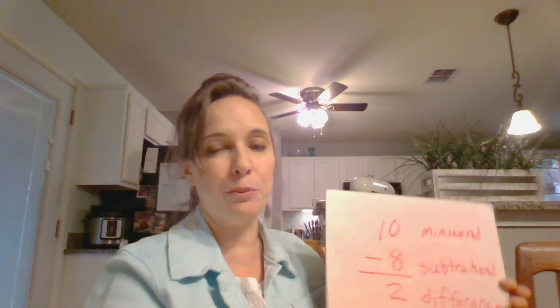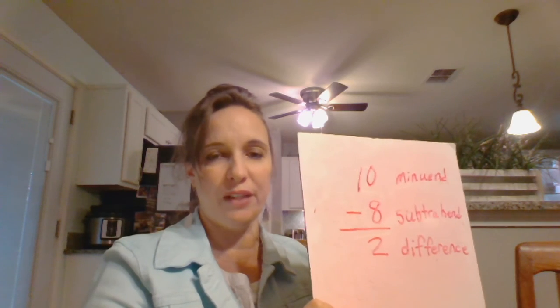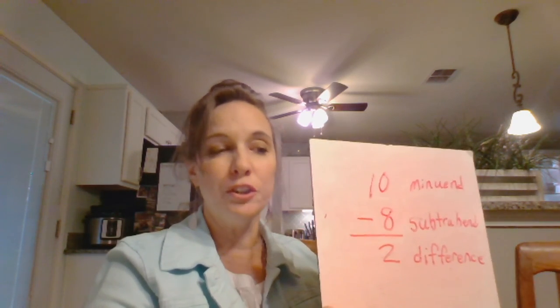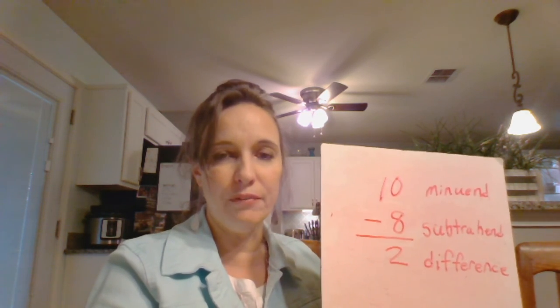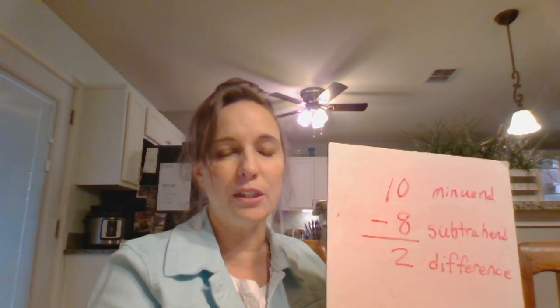We can find the difference between 5 and 3 if we subtract it. 5 minus 3 is 2. The difference is 2. 5 is 2 bigger than 3. That's the difference between them. That's why the answer is called the difference.